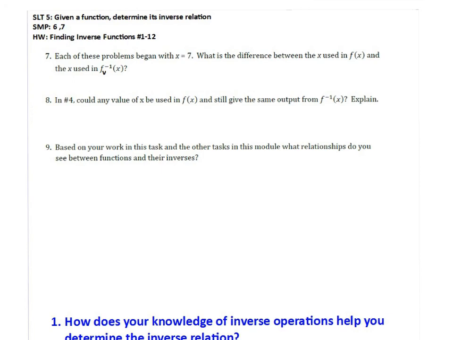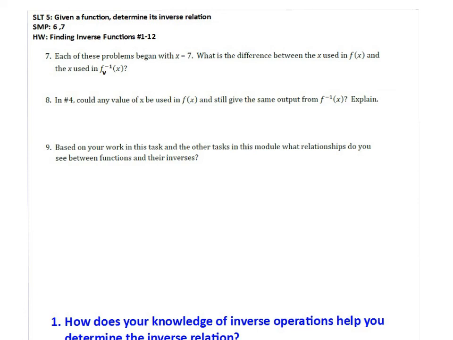But for number 7, the difference between using x and f inverse of x versus always using 7 is if we use x, then that applies to every number we could possibly think of to substitute into either equation. We're not always going to have 7. So by using x, it shows the relationship between the original function and its inverse for any value that you could substitute. In number 4, could any value of x have been used?